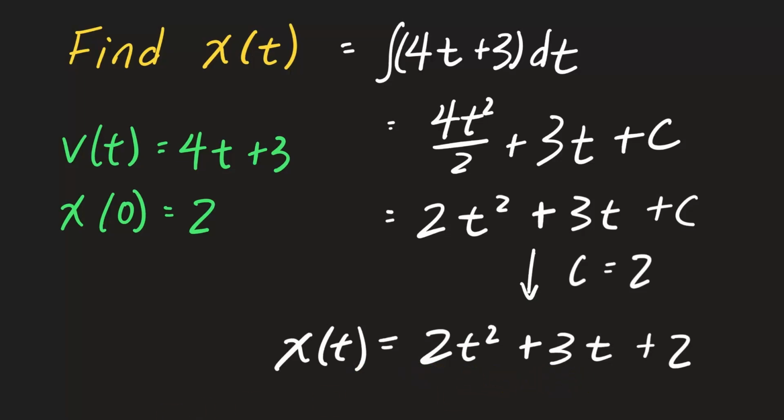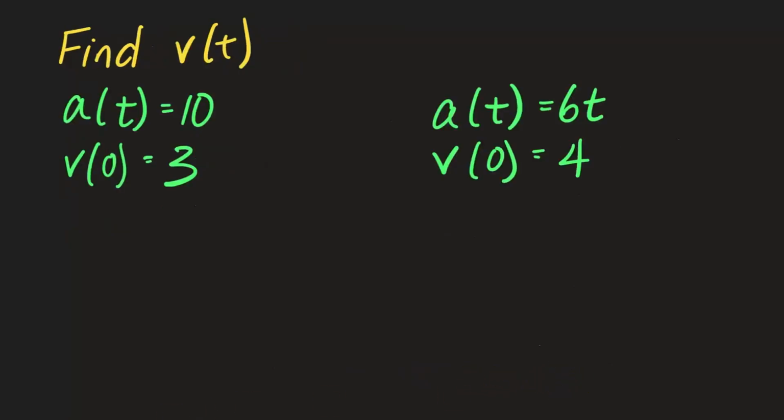Now we're given the acceleration function, and we're looking for the velocity function, and we're given the initial condition, or the initial velocity. Now, even though this isn't velocity and position, we're going to use the same method, because the integral of the acceleration function gives us the velocity. So I'd like you to take a moment and pause this video and give these two problems a try. And then once you're done, go ahead and play the video and check your answer.